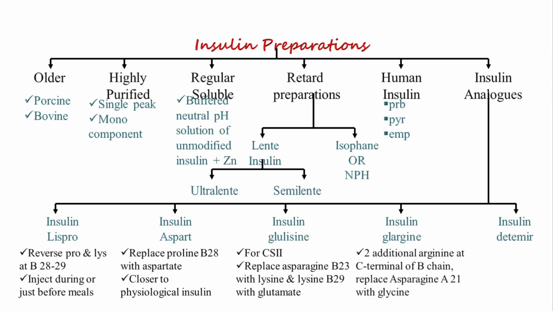Insulin glargine has 2 additional arginines at the C terminal of B chain, and the asparagine at A21 was replaced with glycine, and you got glargine. Beautiful insulin again. And lastly, detemir is a new one which has a myristoyl radical attached to the lysine at B29. Simple. And that is how insulin analogues came into being. Fantastic newer preparations. Chances of them coming in your exam are a little lesser, but can come.